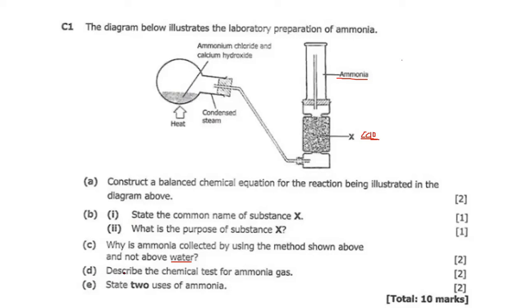Then, describe the chemical test for ammonia. Ammonia is basic in nature, so you can easily use a litmus paper to test for the presence of the gas. Ammonia has a lot of uses, amongst which is in the manufacturing of explosives. All right, let's see how you can tabulate your answers very well.